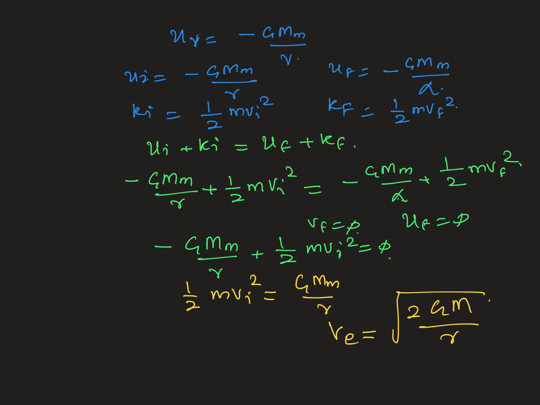But we found in a previous video that the orbital velocity is given by the square root of GM over r. So that means there is a relationship between escape velocity and orbital velocity. What we are doing is multiplying by root 2. So we can say that Ve is actually root 2 times the orbital velocity.